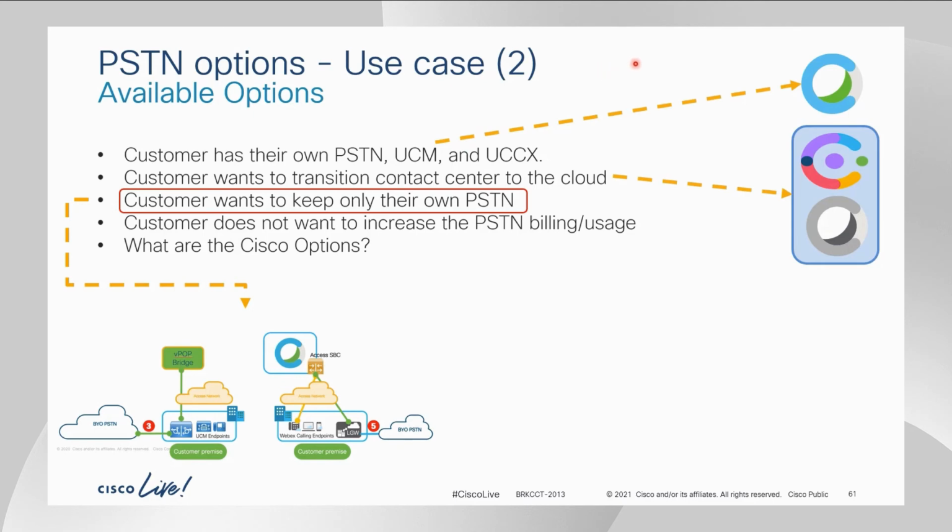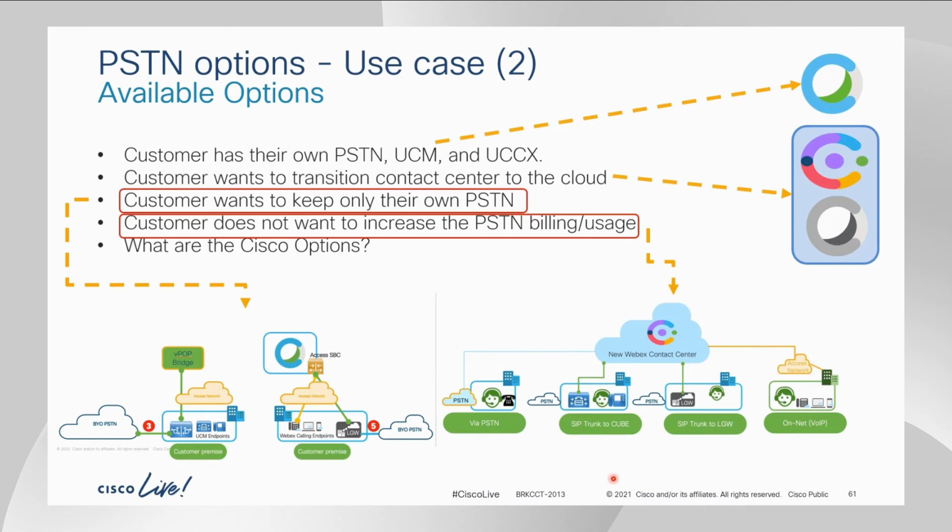Since they don't want to increase the PSTN billing, meaning they want to avoid calls going twice to the PSTN, we have to look at the agent options. Right away, out of the 4 options we talked about, since they don't want to increase their PSTN billing usage, it eliminates the first agent option via PSTN. Then, since they don't want to have an on-premises PBX, meaning they move to Webex Calling, it eliminates the CUBE option to the VPOP bridge as well.